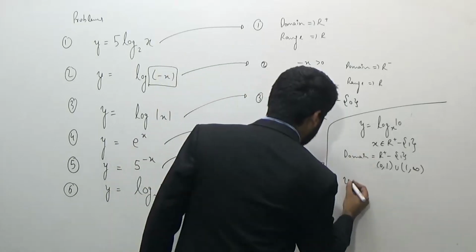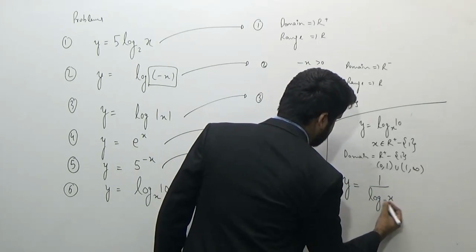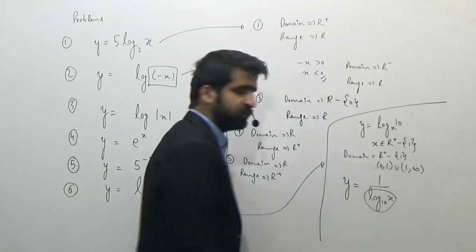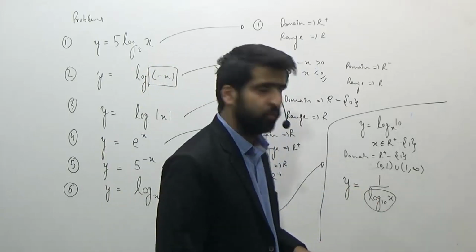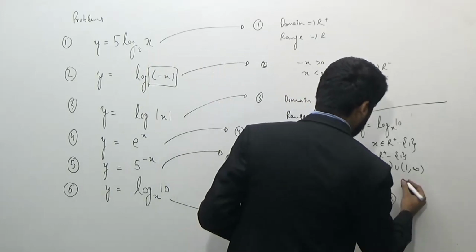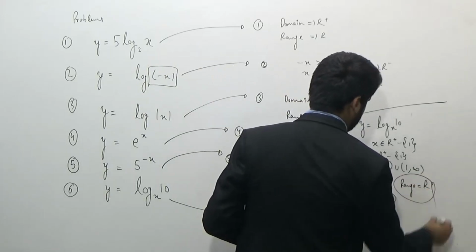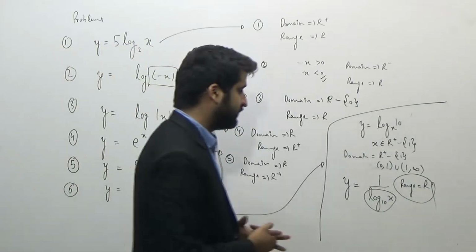So you can see this function like this also, that y is equal to 1 upon log x to the base 10 by the base changing formula. So therefore this value can never be equal to 0. So that's the reason why the value of x can never be equal to 1. So the range, on the contrary, will always be real numbers, because all positive and negative values can come in the range.